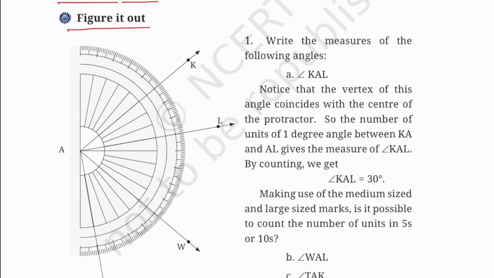Figure it out. 1. Write the measures of the following angles. A. Angle KAL. K, A, and L. That means 10 degree, 20 degree, and here 30 degree, or 1 tenth, 2 tenths, 3 tenths. That is from here to here 30 degree.